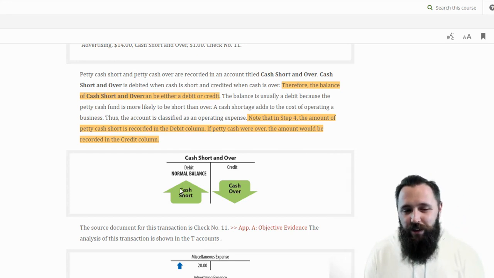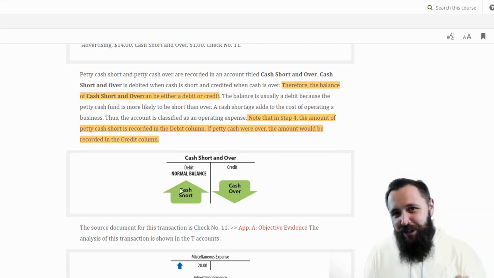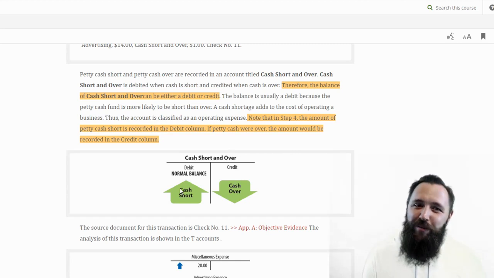So this account could cause us some troubles in the future when we start posting to the ledger and figuring out our balances. But just keep this in your mind. Cash short and over, sometimes it can be a little troublesome. Pull this up in the book. Look at your cash short. Look at your cash over. How it's going to be affected.